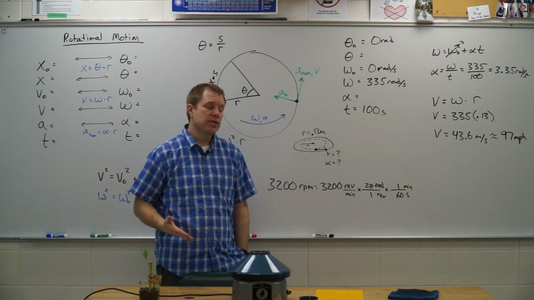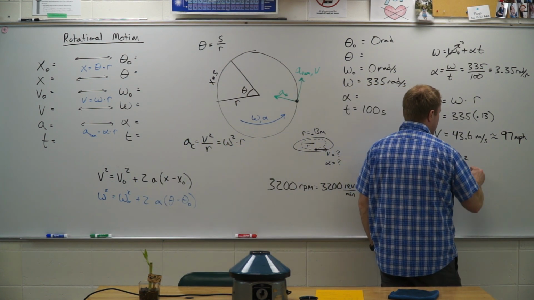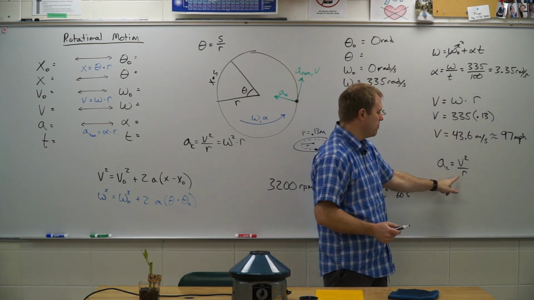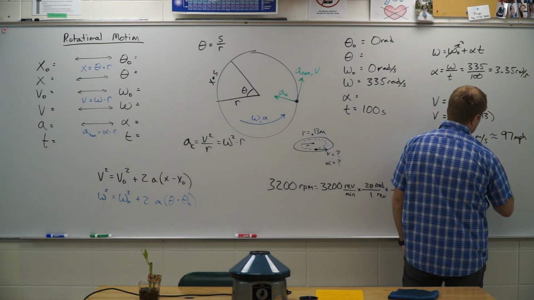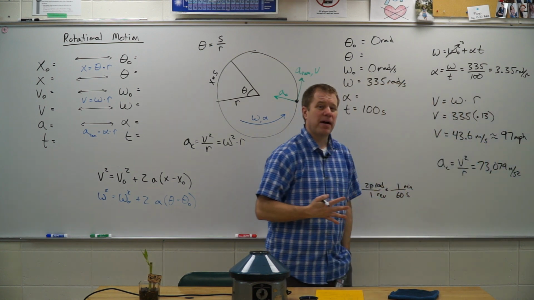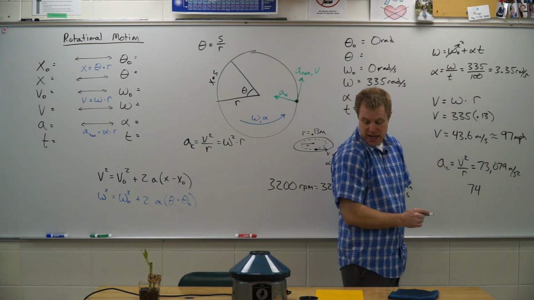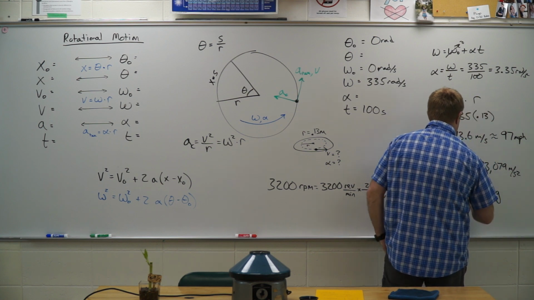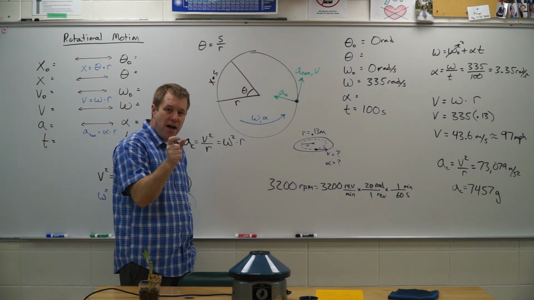All right, and then the last thing I want to do is I want to figure out the centripetal acceleration. So AC is v squared over r. Go ahead, plug that number in along with your radius of 0.13. And I got a huge number. I got 73,079 meters per second squared. And if I divide that number by 9.8 to get it into G's, that's 7,457 G's of acceleration. That is a huge amount of G-force on those particles.